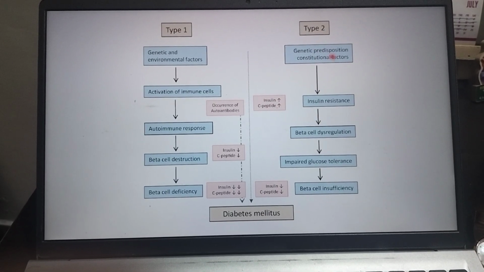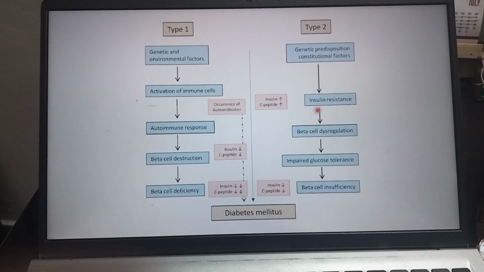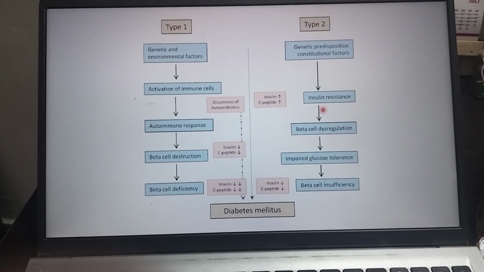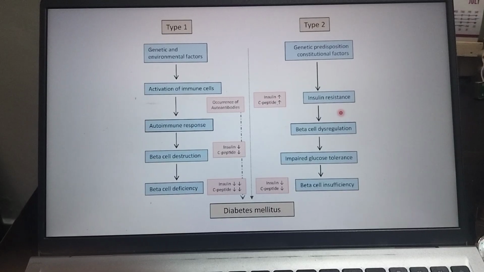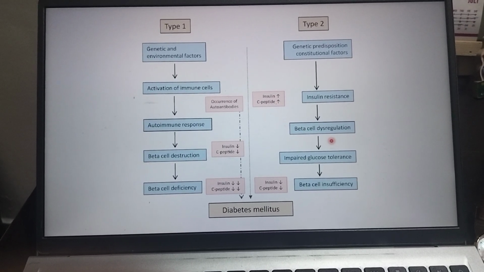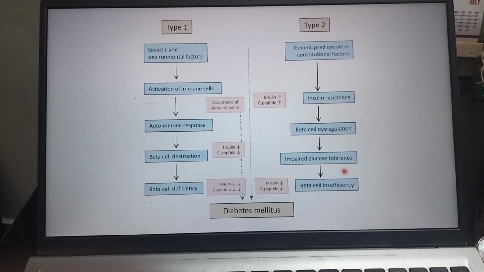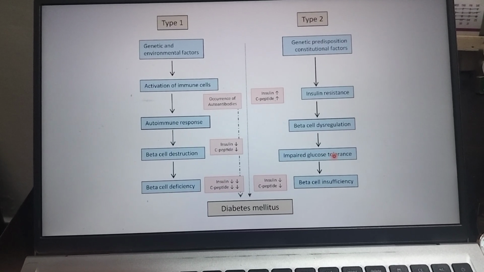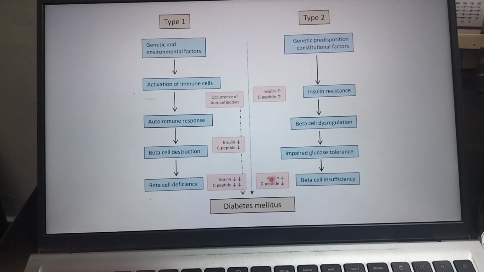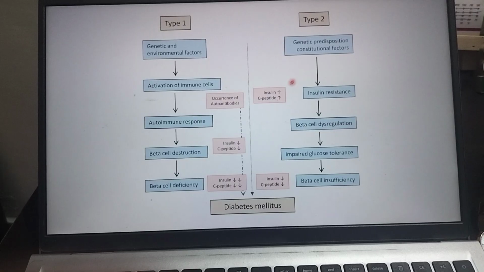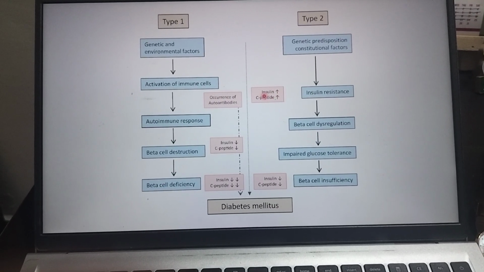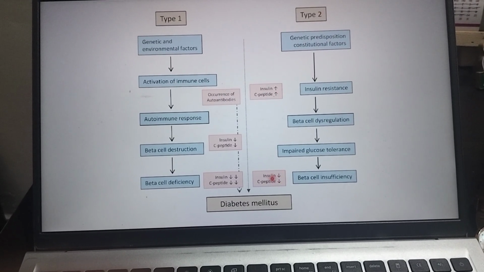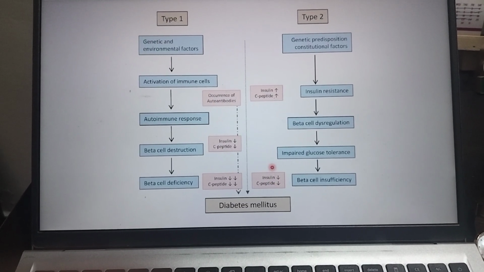In type 2 cases, genetic predisposition and constitutional factors result in insulin resistance. Genetics is involved more in type 2 cases, along with predisposition and constitutional factors like lifestyle factors. So insulin resistance is happening, and beta cell dysregulation is causing impaired glucose tolerance. Impaired glucose tolerance and beta cell insufficiency result in diabetes mellitus. In case of insulin resistance, there is insulin but still it is not working at the cell level. And beta cell insufficiency means insufficient insulin is getting released. So this is type 2.